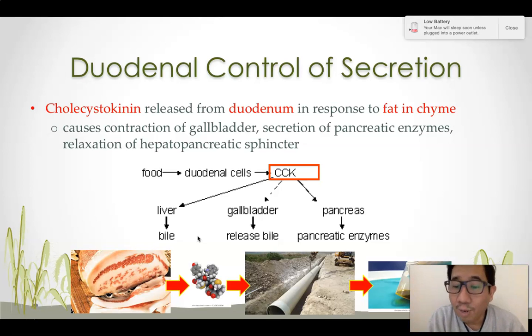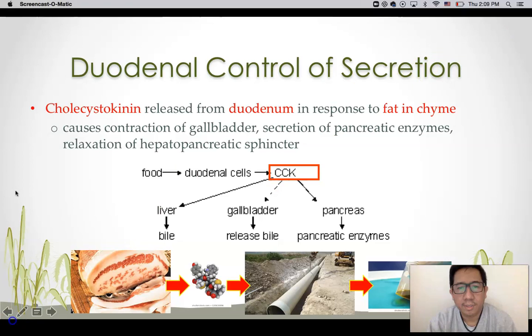Some of you have actually had your gallbladder removed. That doesn't mean you don't make any bile, because the gallbladder doesn't make bile. What makes bile? The liver. So if you don't have a gallbladder, you still have some bile, but it continuously releases into your small intestine all the time.